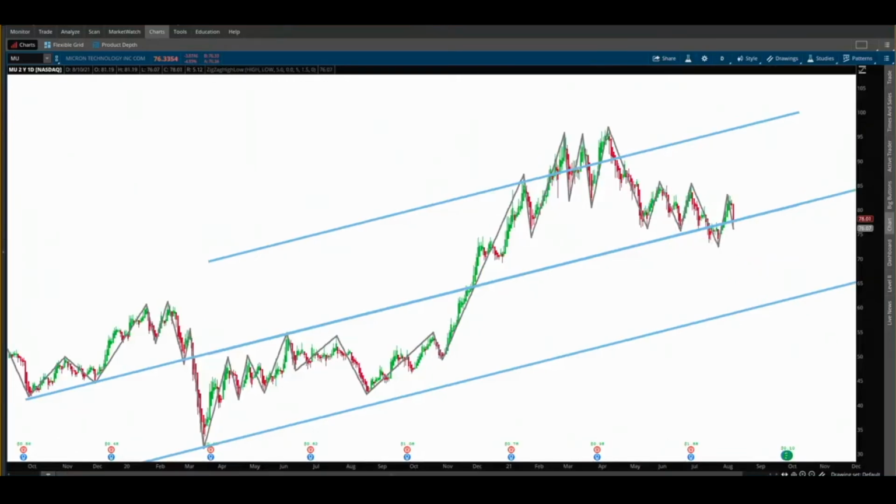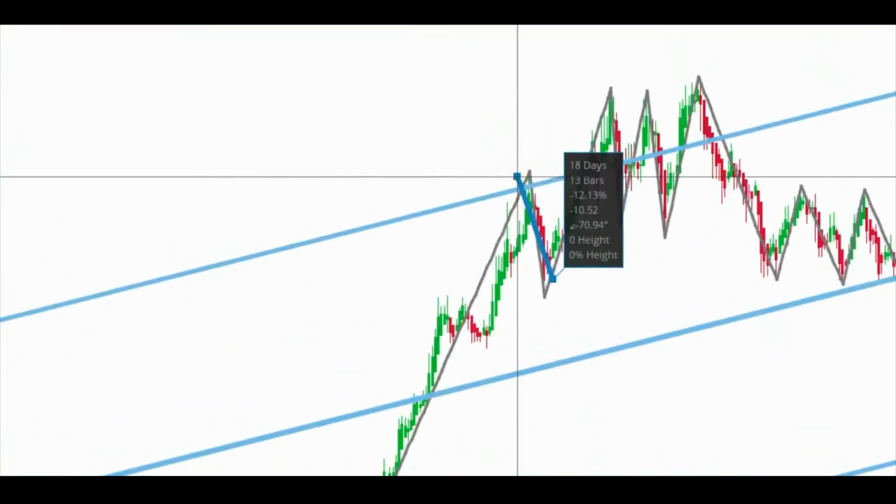Now, this is one way to draw a channel. I want to look at a little bit different way. Not that this was wrong. We can see this little move right here did over 12% in 18 days.